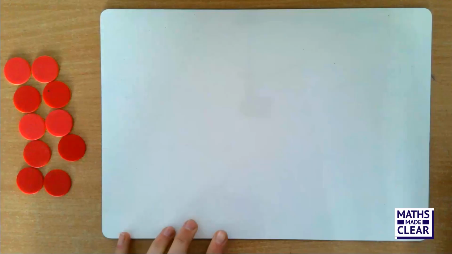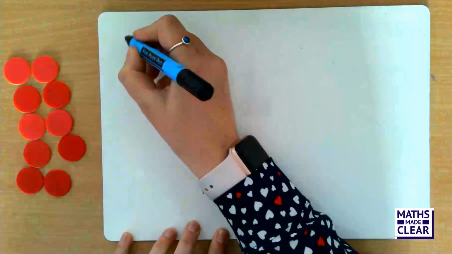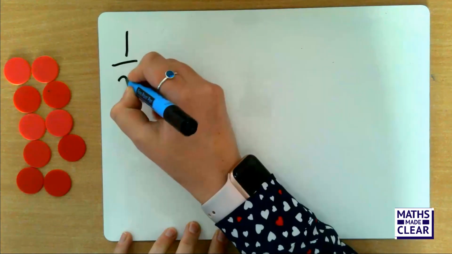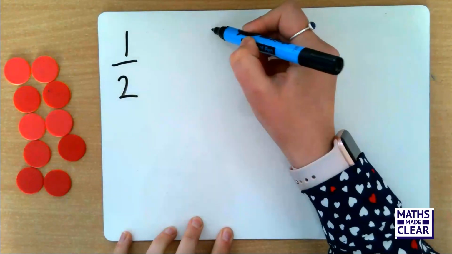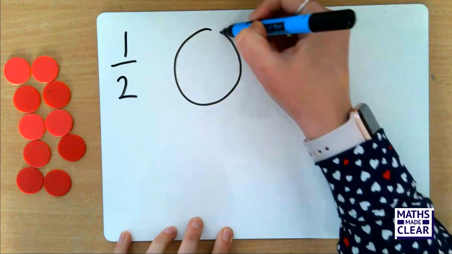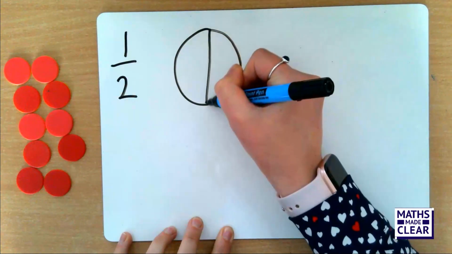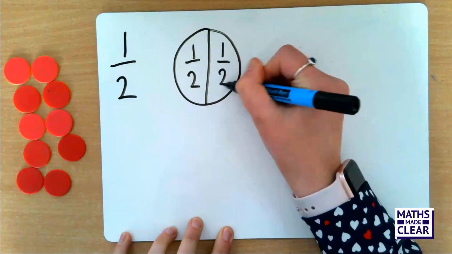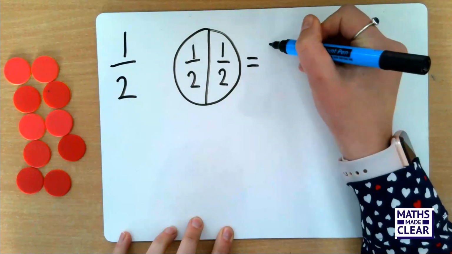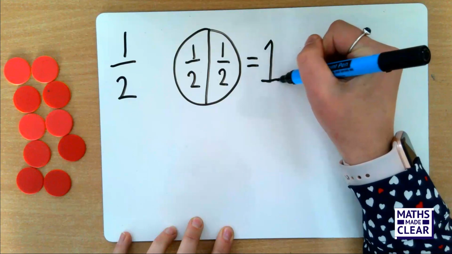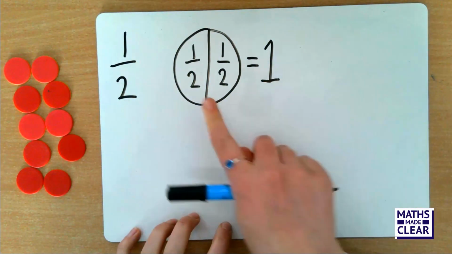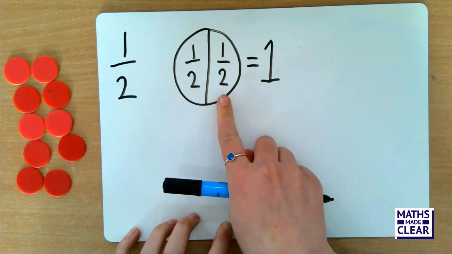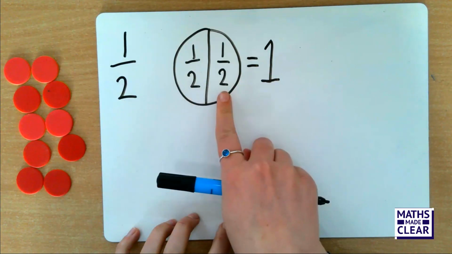So if we think about halves to start with, a half is one whole part split into two equal parts. The two equal parts each make up a half. So one of those equal parts is a half. So if we have one whole one here, we split it into two parts. We have one half and there's another half there.